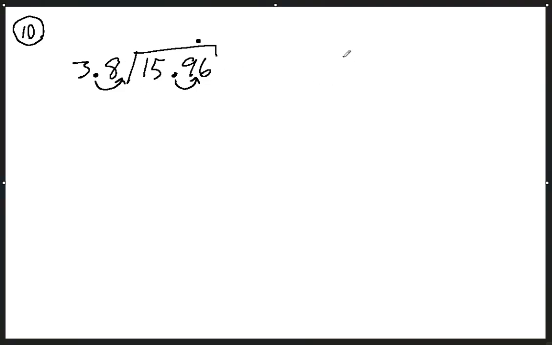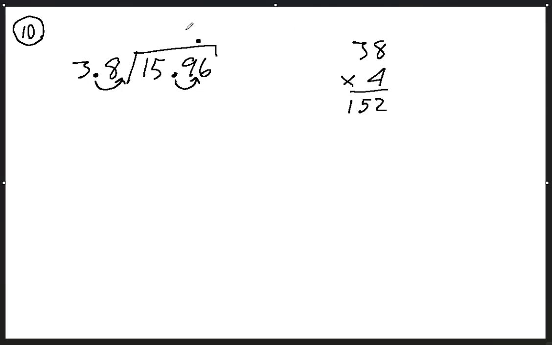Okay, we're going to forget about the decimal for a second. So we know from the previous problem, if we multiply 38, notice how I forgot about the decimal, I'm not thinking about the decimal anymore, if we multiply 38 times 4 from the previous problem, we get 152.